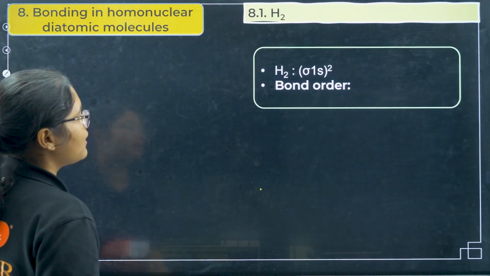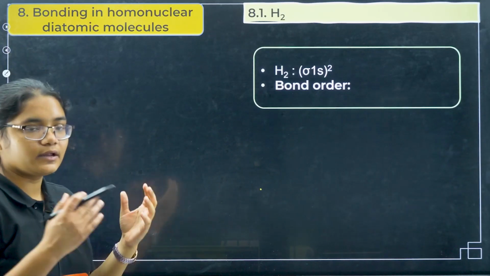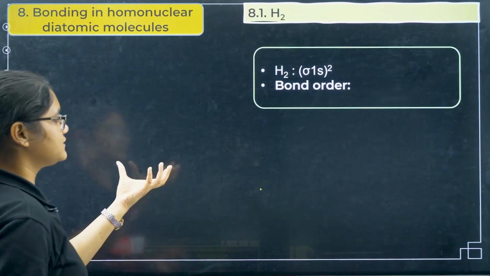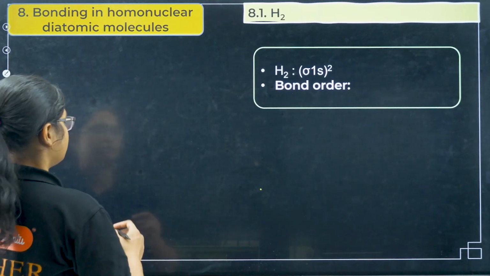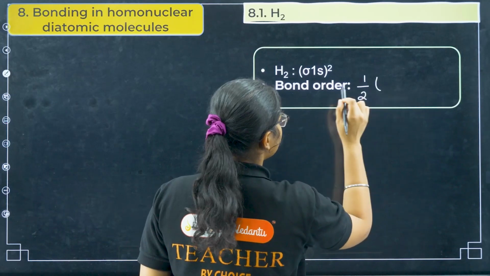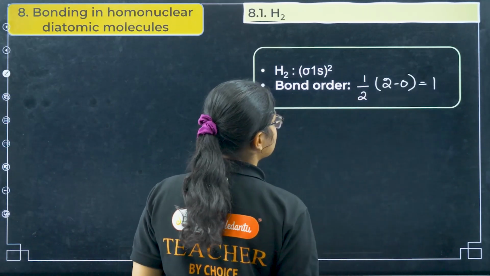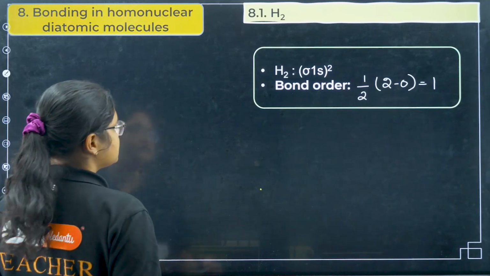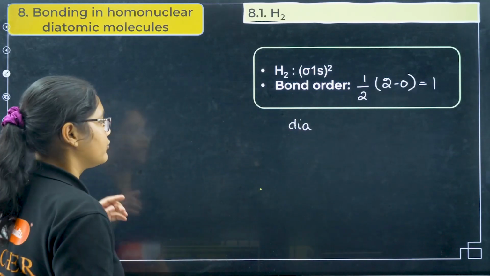Next, we'll see the bond order, for example the H2 molecule, right? The H2 molecule has only 2 electrons, so the lower orbital is sigma 1s, sigma 1s2. So the bond order, half of the number of bonding electrons, is 2, anti-bonding electrons is 0, so the bond order is 1. And what is the magnetic nature? It is diamagnetic because there are no unpaired electrons.